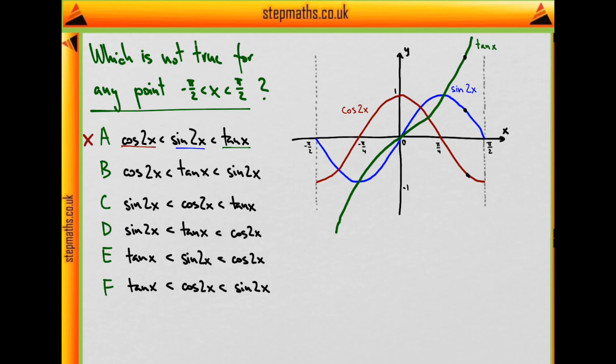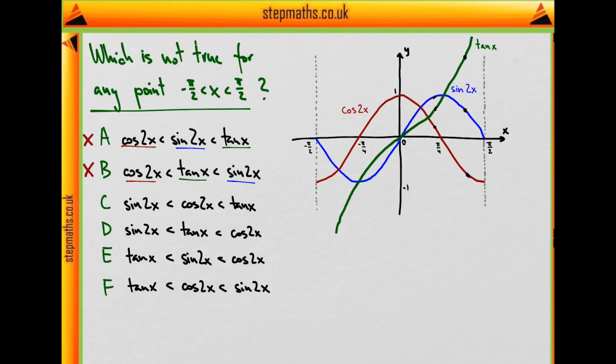so that's not our candidate. So how about the red being smaller than green, being smaller than blue? Well, we have that too, say here, just before pi by 4. So neither is B our correct answer.